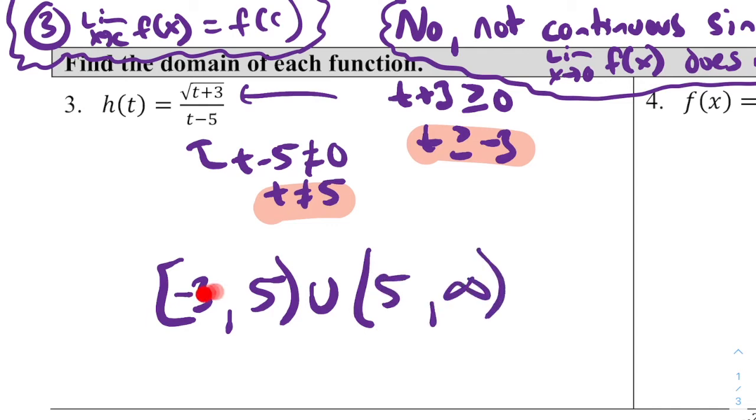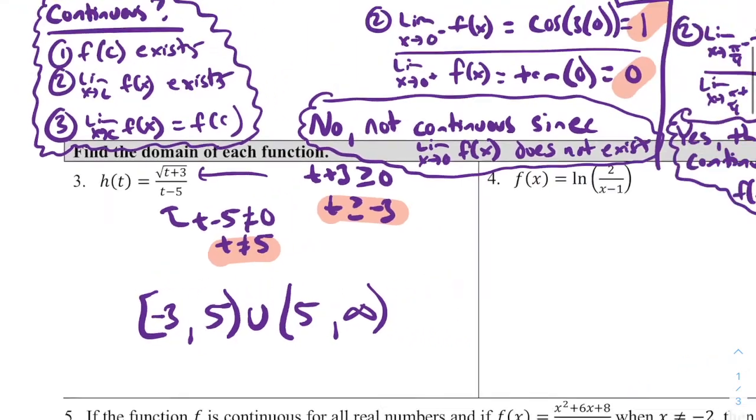So it's going to be all the values between negative 3 and 5. Negative 3 is included because it's got that equal to sign. It does not equal 5, and we're skipping 5. And then we're going all the numbers past 5 all the way up to infinity. Infinities always get those parentheses.